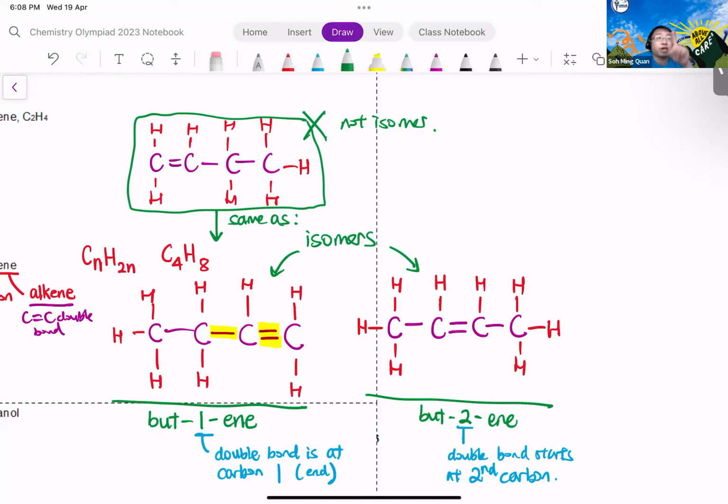However, but-2-ene, you can be convinced is different because no matter how you flip from left to right, the double bond is in the middle. It's not the same as the double bond at the end. Okay. So we call these two isomers of each other.